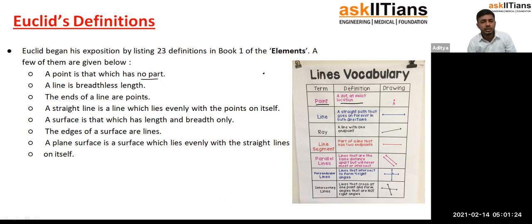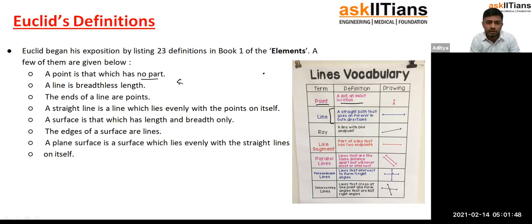Now, what is a line? A line is a breadthless length. Breadthless means it is a one dimensional object, right? So that's what we mean by a line. Or, in other words, we can also say that it is a straight path that goes on forever in both the directions. So basically, it never stops, right?